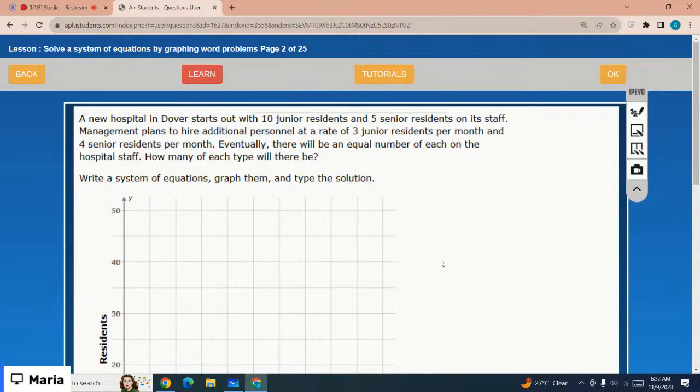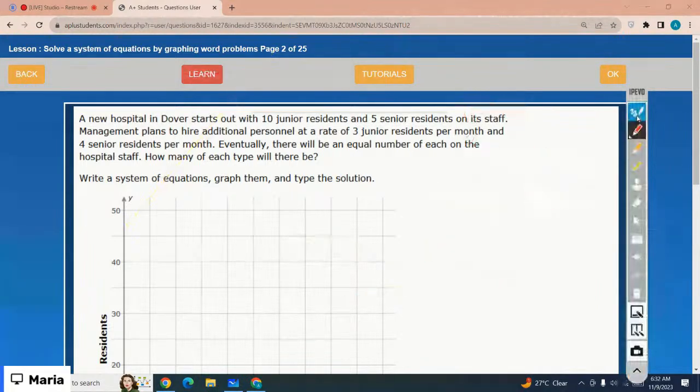Okay, 10 junior residents and 5 senior residents, right? So the equation would be y equals 3x plus 10 for the junior, and y equals 5x plus 10, right? And then the second one is management plans to hire additional personnel at 3 junior and 4 senior.